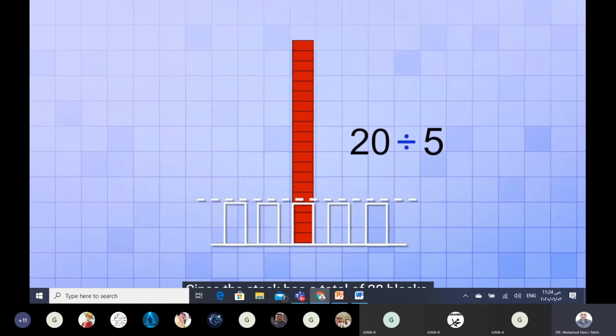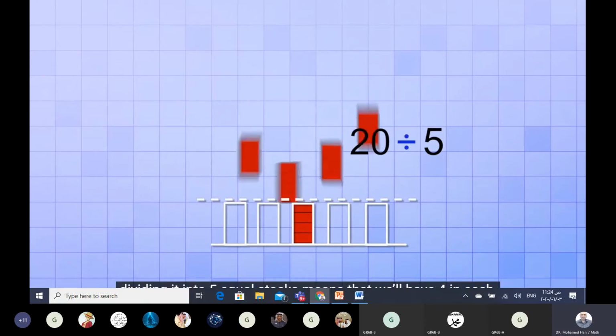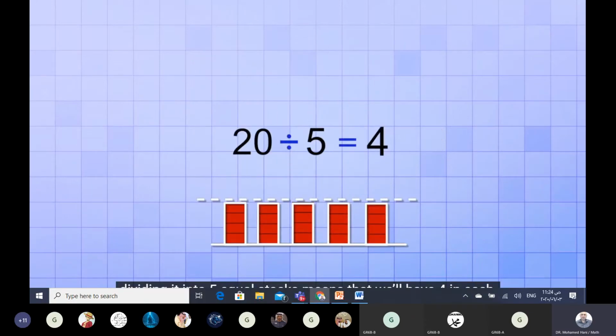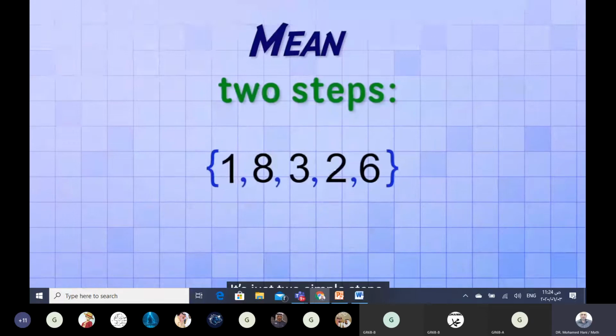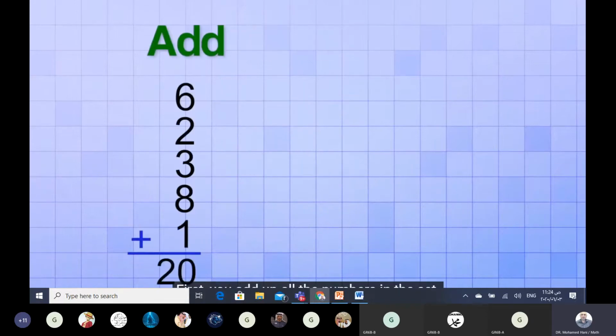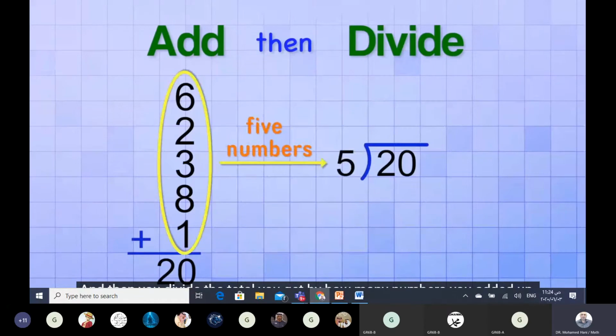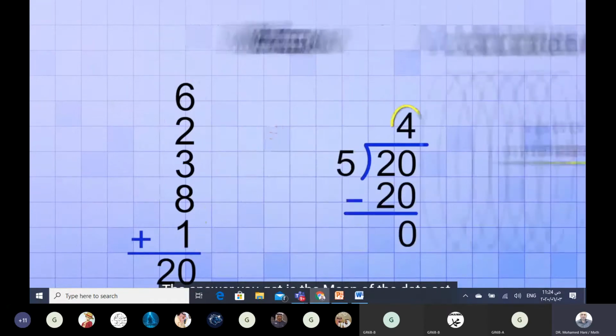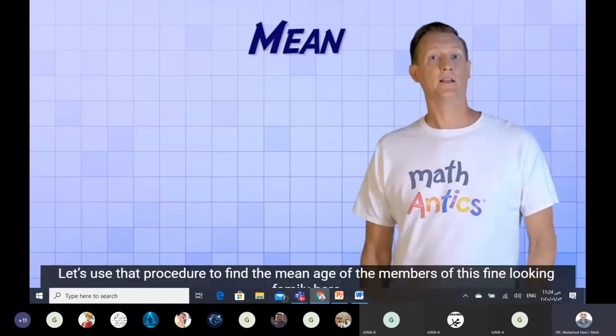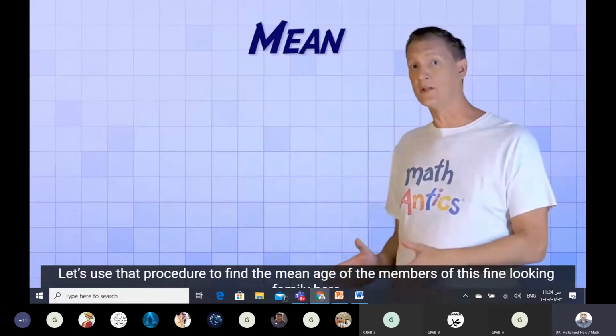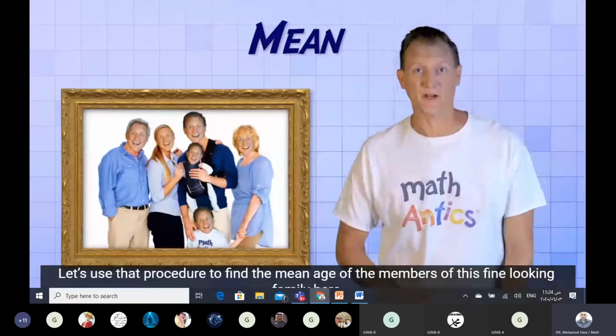Since the stack has a total of 20 blocks, dividing it into 5 equal stacks means that we'll have 4 in each, since 20 divided by 5 equals 4. So that's the math procedure you use to find the mean of a data set. It's just 2 simple steps. First, you add up all the numbers in the set, and then you divide the total you get by how many numbers you added up. The answer you get is the mean of the data set. Let's use that procedure to find the mean age of the members of this fine-looking family here.